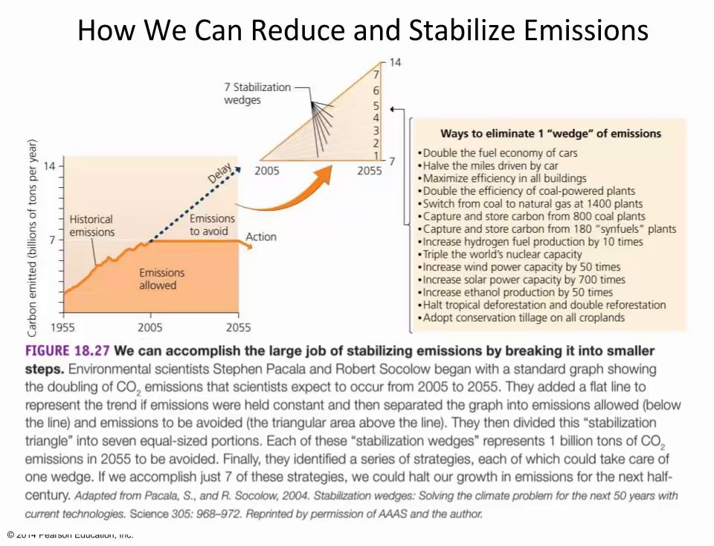Here you see a figure that shows 15 strategies that will each eliminate 1 billion tons of carbon each year by 2050 if deployed at a large scale. If we achieve just 7 of these 15, we would stabilize our emissions. If we achieve more, we will reduce our emissions.